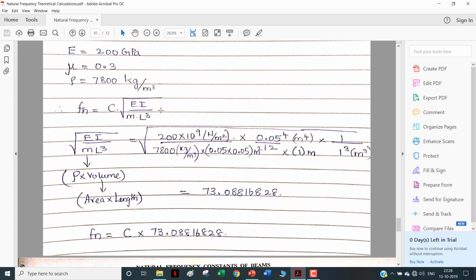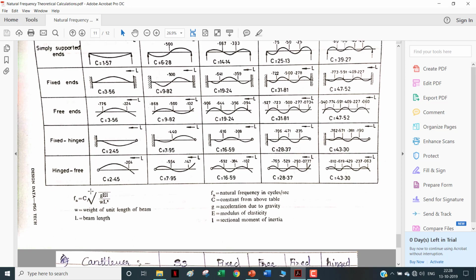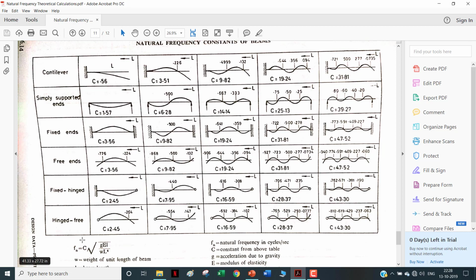So there's nothing wrong if you use this formula or if you use this formula. But be careful in using this formula. Here weight is in unit length. You have to cancel one length to convert this to L cube, right? Now this constant C can be found for different boundary conditions here. Say for a cantilever beam, for the first 5 modes of natural frequencies, you can have these constant C values here, right?